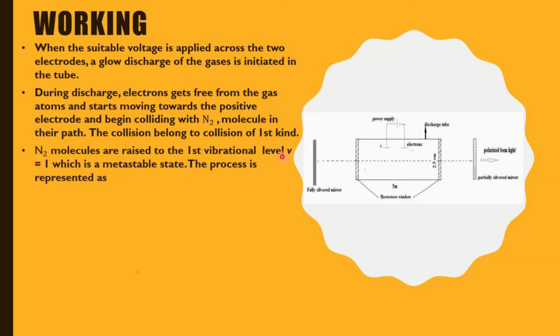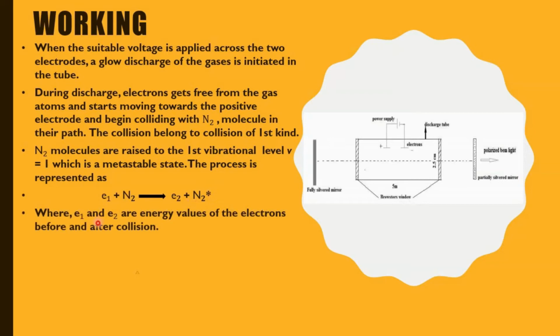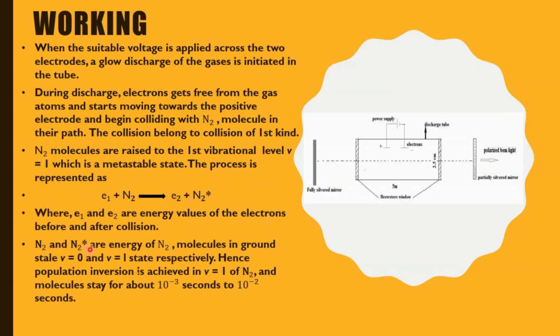So these nitrogen molecules move on to the first vibrational level, which is V equal to 1, the metastable state. We represent this process as E1 + N2 → E2 + N2*, where E1 and E2 are the energy values of the electron before and after collision, and N2 and N2* are nitrogen molecules in the ground state, V equal to 0, and the V equal to 1 state respectively.